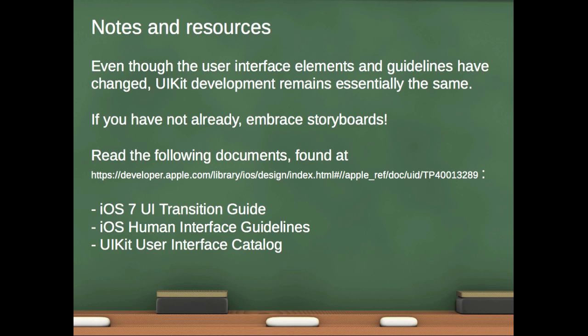And finally, before you move on very much further with this, you need to read three document sets, and they are all found at the link provided here, and I'll also show you this in just a moment. The documentation is found at developer.apple.com, library, iOS, design, index, and then a particular page is popped up. It is the iOS 7 User Interface Transition Guide, the iOS Human Interface Guidelines, and the UIKit User Interface Catalog. So let's look at that.